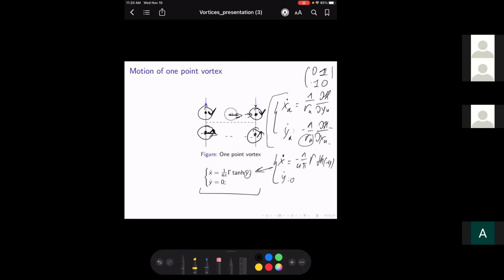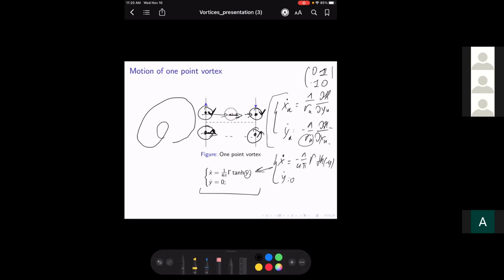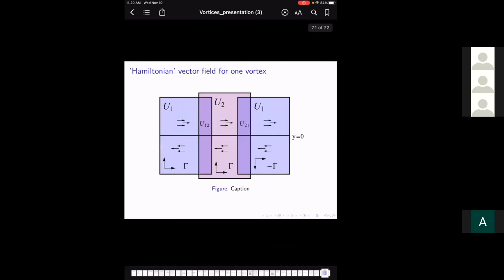So one point vortex on the Möbius band will go on big circles like so. Go in circles this way. And to an observer who's just looking at it, say in an oriented little neighborhood, it's going to periodically change the way in which it is going.